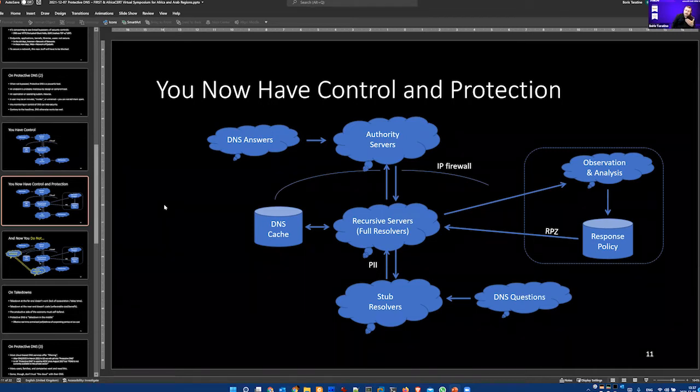There are two additional protocols in DNS, I'll touch on them as well, which provide you not only control but protection. So with a recursive DNS server, you can collect the observations for analysis, and then you create an RPZ, a response policy zone, and you ask your recursive DNS to answer certain queries the way you want it. It could be NXDOMAIN, not existing domain. It could be 127.0.0.1 to sink the communication. So now you don't need firewalls. You don't need anything else.